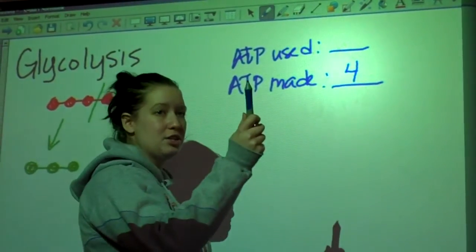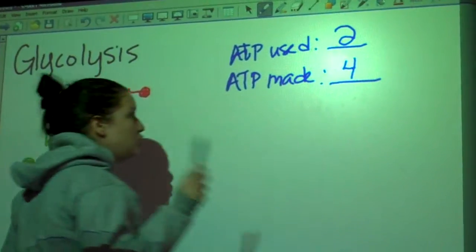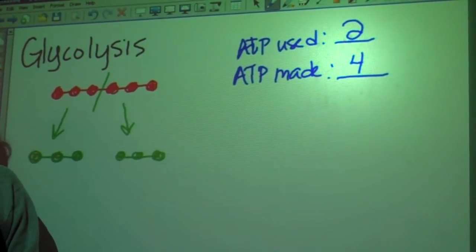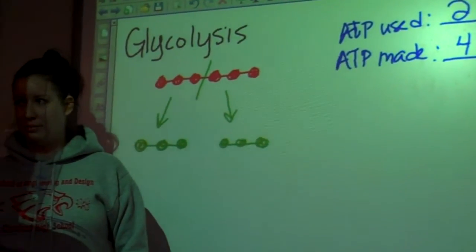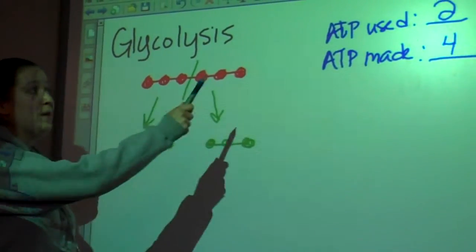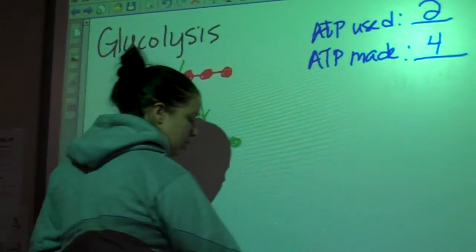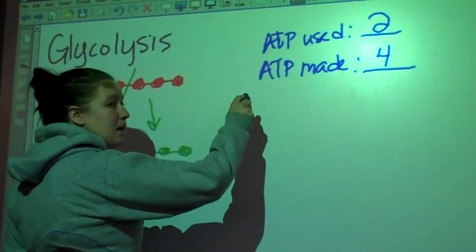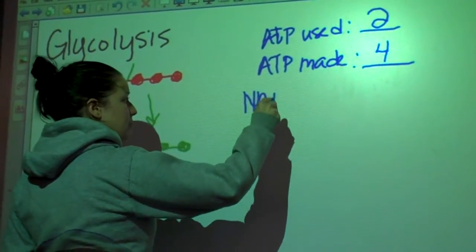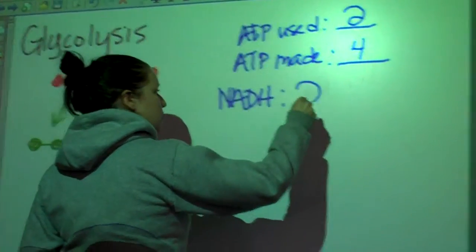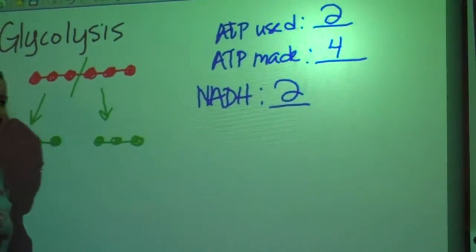Okay, ATP used was how much? 2. Okay, do we use ATP or any type of energy in any of the other processes in cell respiration? Nope. This is the only time you will actually use energy. All the rest of it, we're going to gain. Okay, what else did we make? NADH. How many NADHs did we make in glycolysis? We made 2.